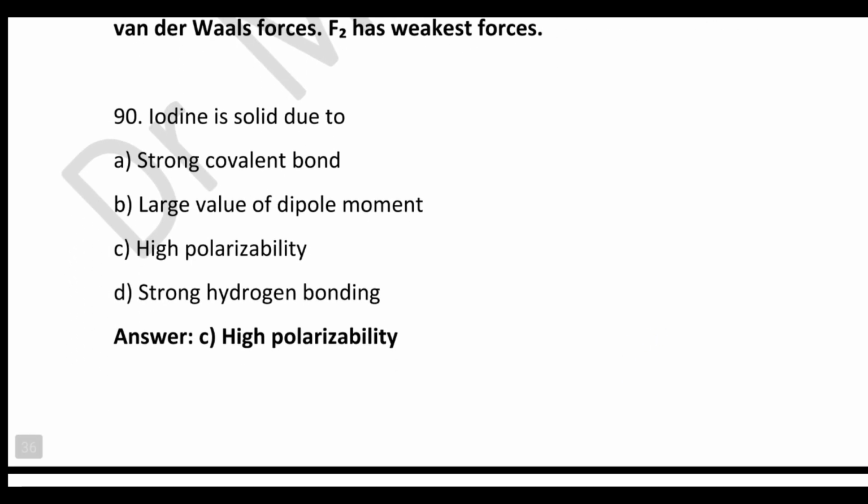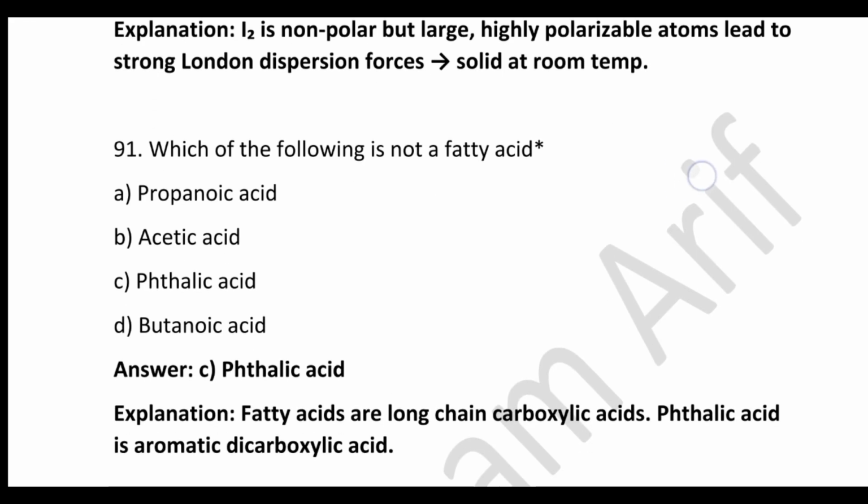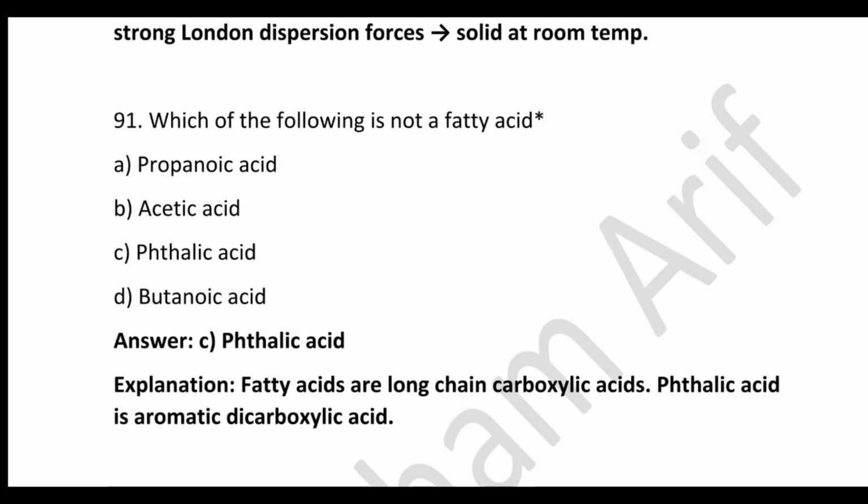Iodine is solid due to, correct answer is option C, that is high polarizability, because iodine is non-polar but large, highly polarizable atoms lead to strong London dispersion forces and they become solid at room temperature. Which of the following is not a fatty acid? Correct answer is option C, that is phthalic acid, because fatty acids are long chain carboxylic acids and it is also aromatic dicarboxylic acid.